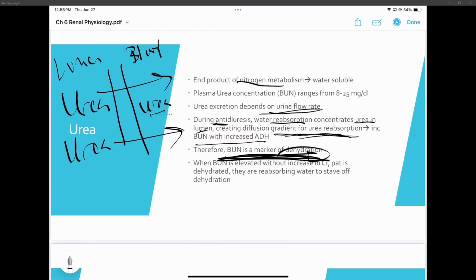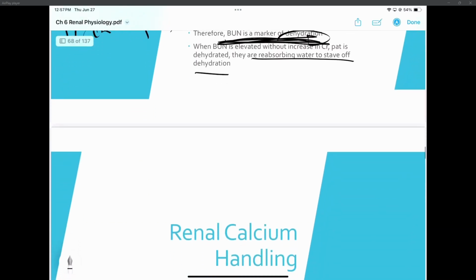If someone's BUN is elevated, but the creatinine is normal, dehydration. Because the kidney function is still good, we're just building up BUN due to dehydration. So I just talked about reabsorbing water to stave off dehydration. That's where BUN comes into play. Just know if it's elevated without an elevation in creatinine, it's due to dehydration.